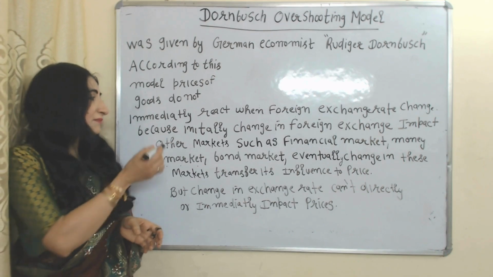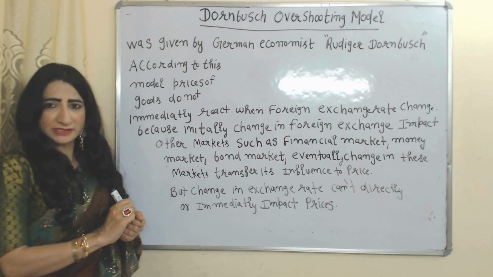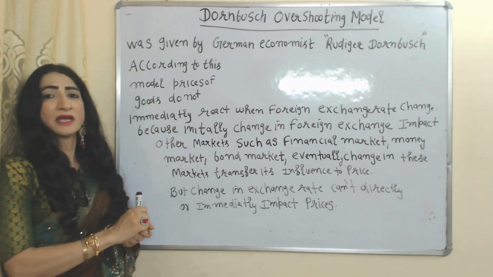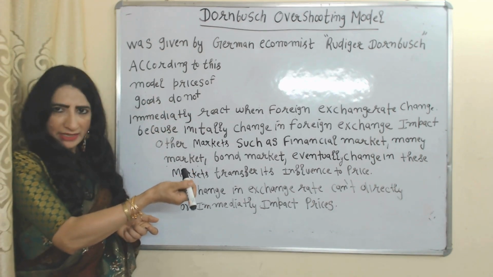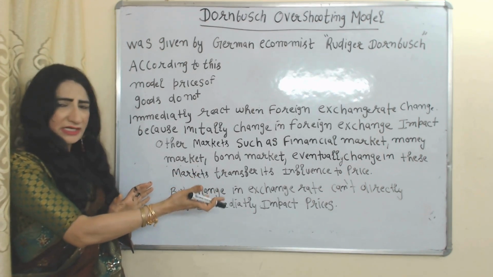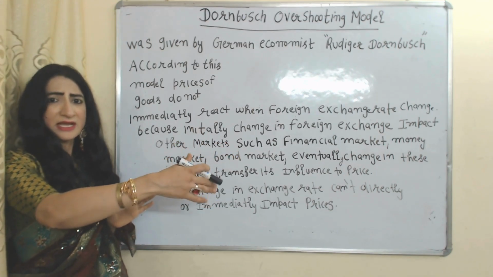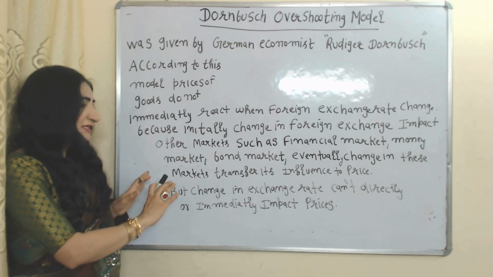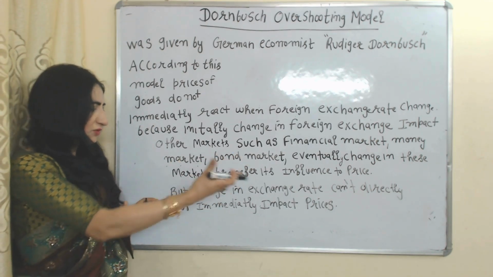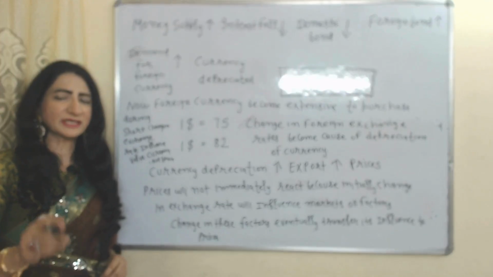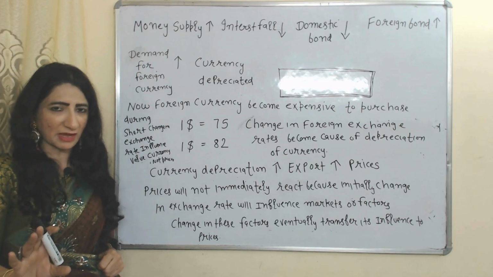But why? Because initially a change in the foreign exchange rate impacts other markets like the financial market, money market, and bond market. Eventually, changes in all these markets transfer their influence to prices, and over a long time period prices change. But during a short time period, a change in exchange rate cannot directly or immediately impact prices. Now we understand this model with the help of one example.